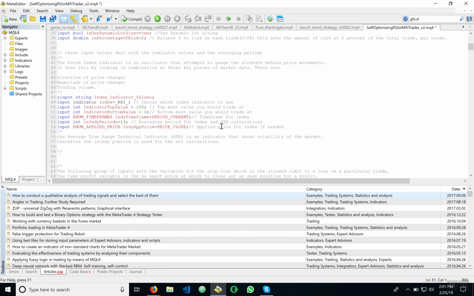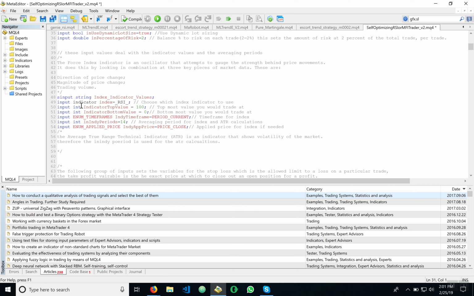Okay, so the next set of input values are the indicator values. As you can see here, the Forex index indicator is what attempts to gauge the strength between price movements. And it does this by looking at a combination of three key pieces of market data. These are the direction of the price change, the magnitude of the price change, and trading volume.